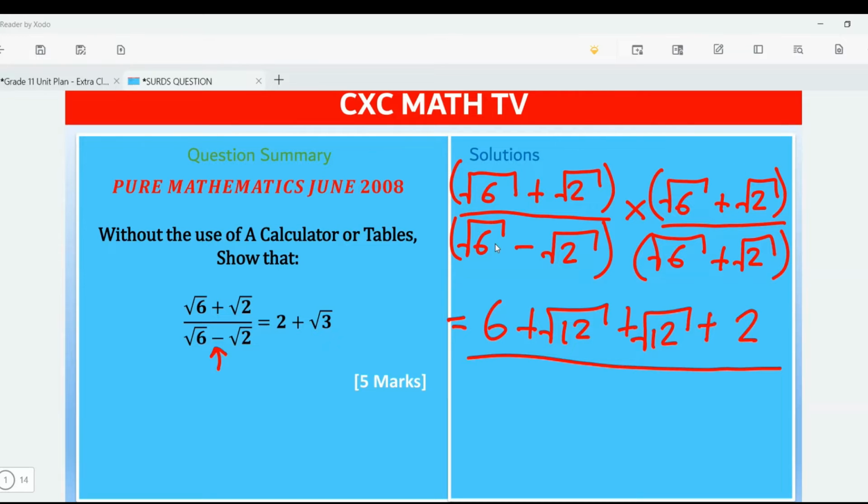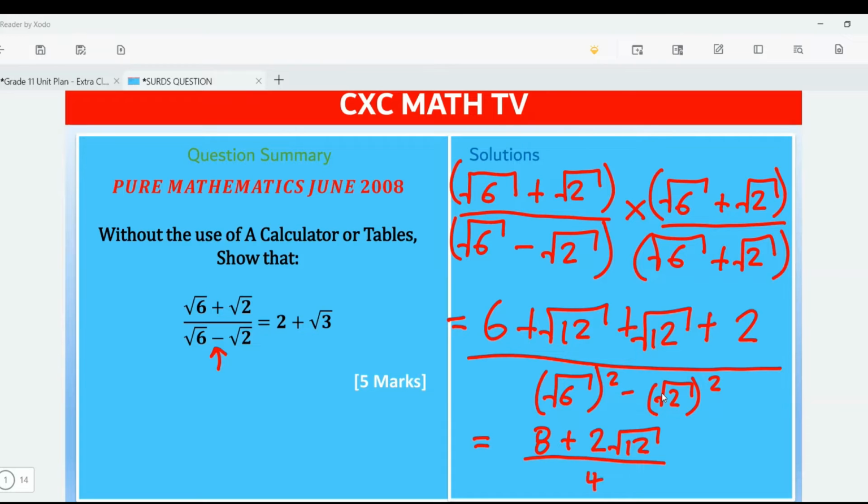In the denominator, you have the square root of 6 minus the square root of 2 times the square root of 6 plus the square root of 2. That becomes the difference of two squares, which is the square root of 6 all squared minus the square root of 2 all squared. So the numerator simplifies to 6 plus 2, which is 8, plus the square root of 12 plus the square root of 12, which is 2 times the square root of 12. The denominator is root 6 squared, which is 6, minus root 2 squared, which is 2, so 6 minus 2 is 4.